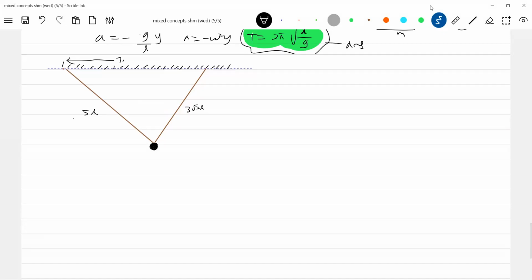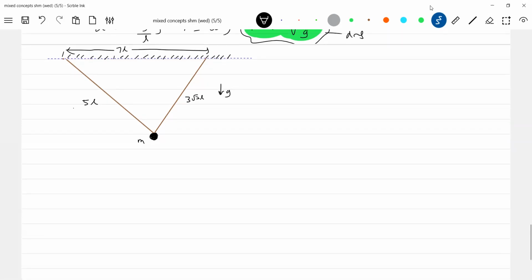And this length is 7L. There's a bob of mass m and gravity is there. Two strings are there. So this bob of mass is suspended by two strings. You can see a string of length 5L and 3 root 2L. We have to calculate the time period of oscillations.